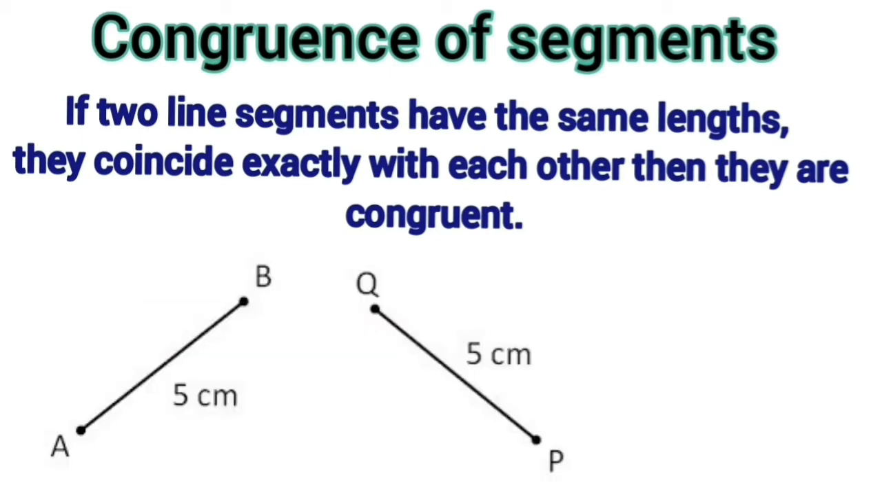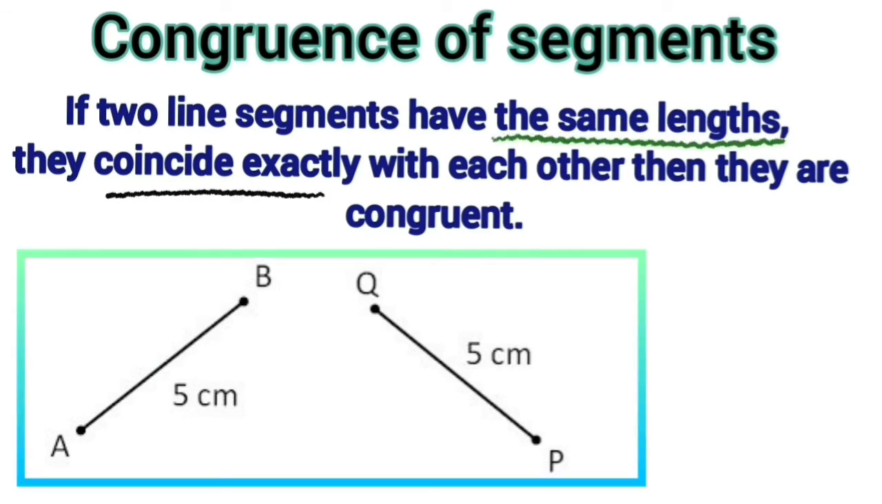If two line segments have the same lengths, they coincide exactly with each other, then they are congruent. Observe this on-screen figure. Segment AB and segment QP both are of the same length of 5 centimeters. So, segment AB and segment QP are congruent to each other.